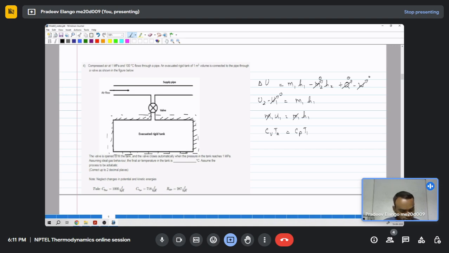Now T1 is known as 100 degrees Celsius, and Cp, Cv values are also given. So we have Ta is equal to Cp, which is 1005 as given in the problem, and Cv is 718, into T1 is 100 degrees Celsius, so that is 373 Kelvin. So we can calculate the final air temperature in the tank.